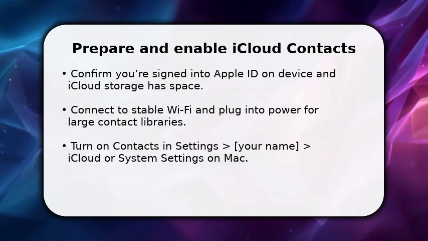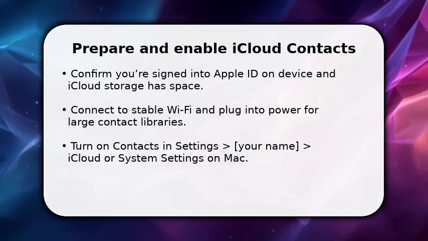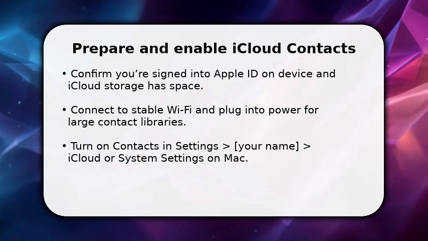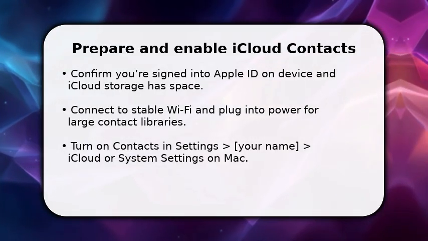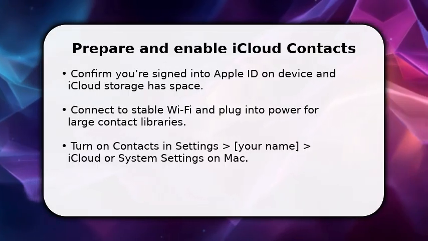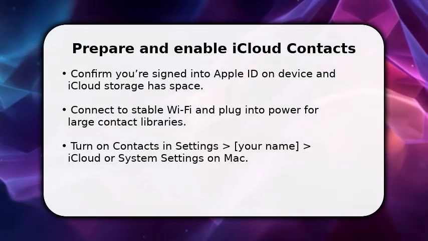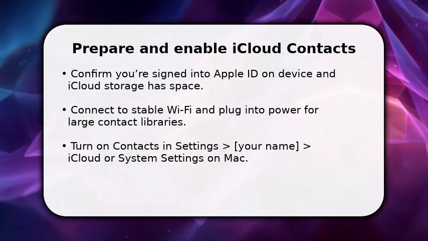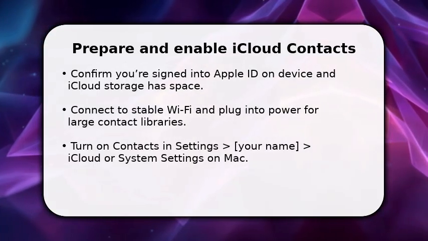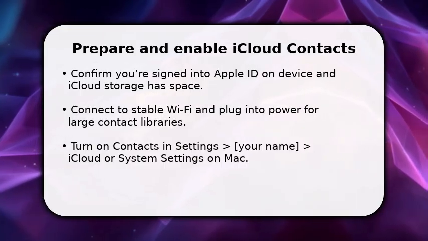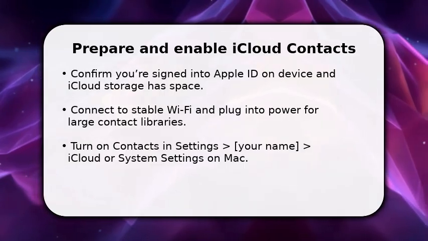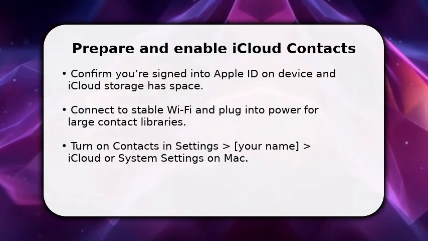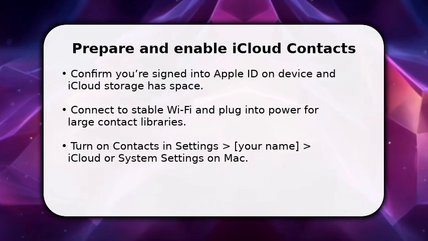Enjoy the video. You start by confirming the essentials. Sign into your Apple ID and ensure iCloud has enough space. Once done, connect to a stable Wi-Fi network and plug the device into power so sync won't interrupt. Now open Settings or System Settings, go to your Apple ID, tap iCloud, and enable Contacts. This activates iCloud as the sync source so your phone or Mac will push and pull changes. Make sure you choose iCloud rather than a local or third-party account.